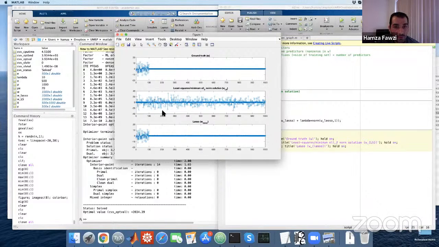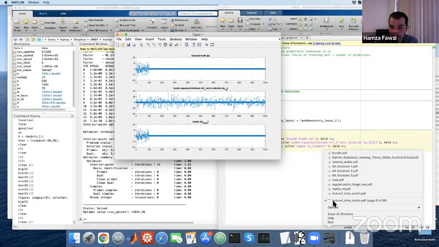If you do just least squares, what you get is something that is not sparse at all, very far from the ground truth. But if you do regularization with the L1 term, you can essentially recover the sparsity pattern of W, and you can see that all the components from 100 to 1,000 are zero. So you can recover which genes, in this case, are actually important.